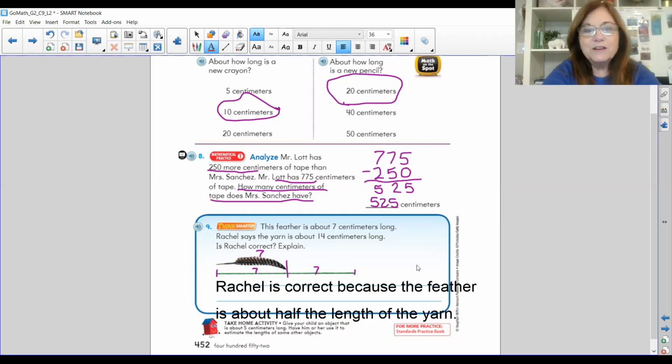Okay, so good luck with doing some more estimating. I hope you can go around your house and estimate how many centimeters things are in your house so that you can get a little more used to measuring with centimeters. And we'll see you tomorrow for our next lesson, 9.3, where we will be using our centimeter ruler. Okay, you guys, I hope you have fun with math. See you at our next lesson.